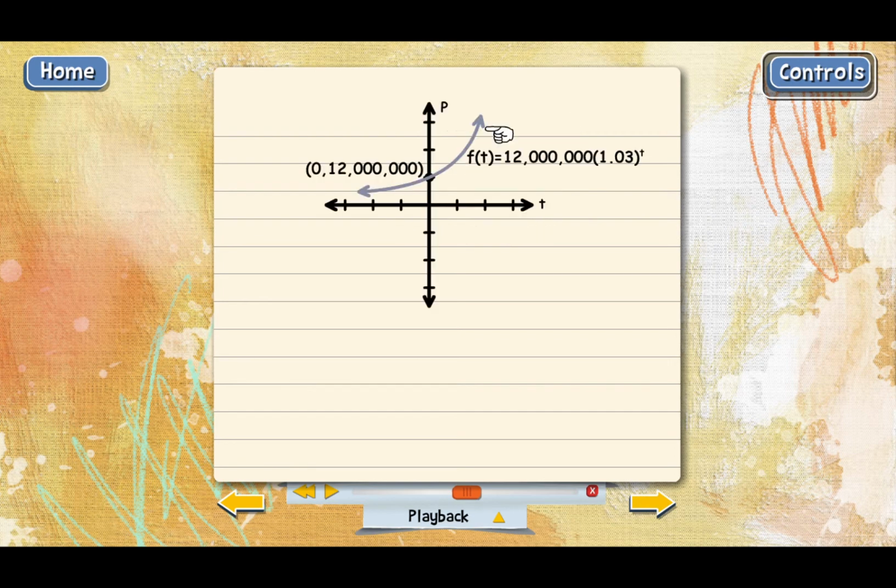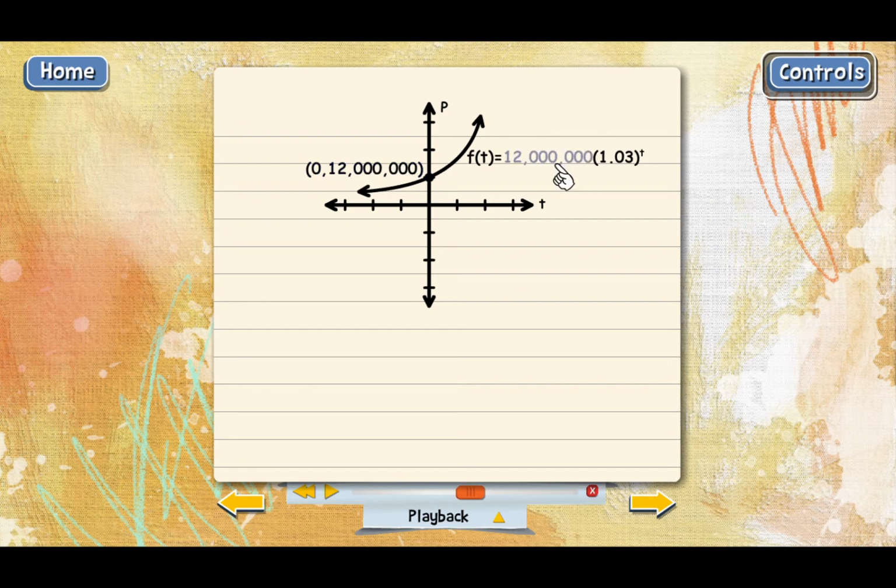It has the same basic shape as the exponential functions that we looked at in the last lesson. Now, obviously, we've had to adjust the scale on the y-axis. This is y equals 12 million, and this is the y-intercept. One thing to notice is, remember in the last lesson we talked about how exponential functions have a y-intercept of (0, 1), and this function has a y-intercept of (0, 12 million).